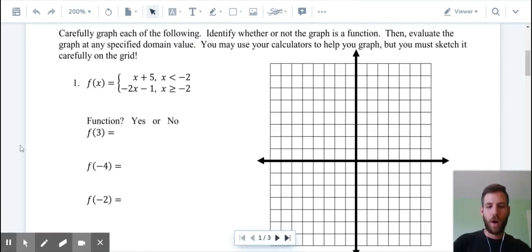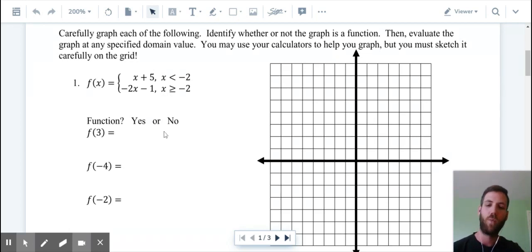We're now going to move on to the most important part of this video, and that is going to be evaluating and graphing piecewise functions. And along the way, we'll see if each of these piecewise functions are functions or if they are not. So in this first example, we have a function where part 1 is x plus 5 when x is less than -2, and negative 2x minus 1 is the function when x is greater than or equal to -2.